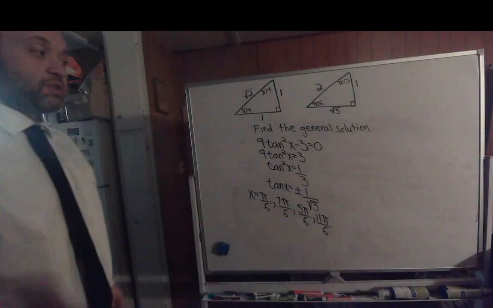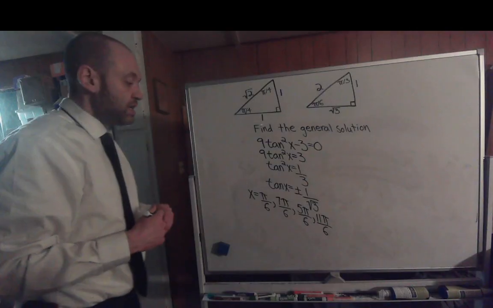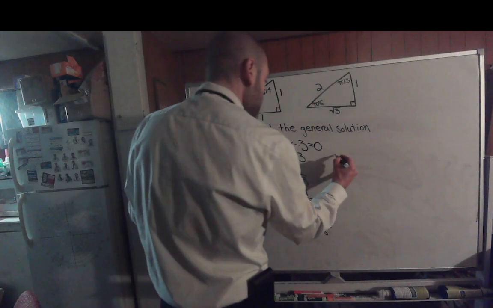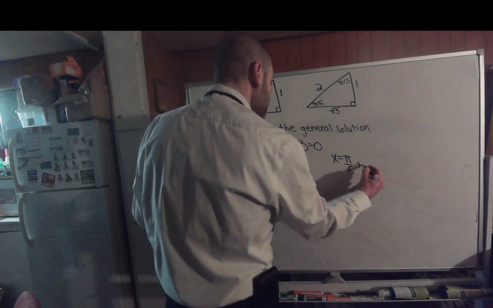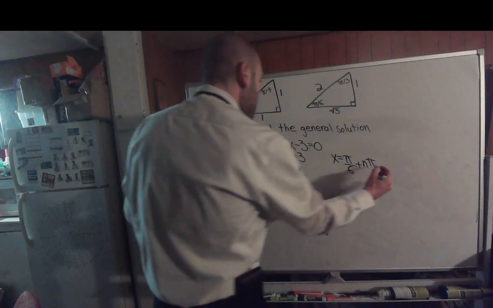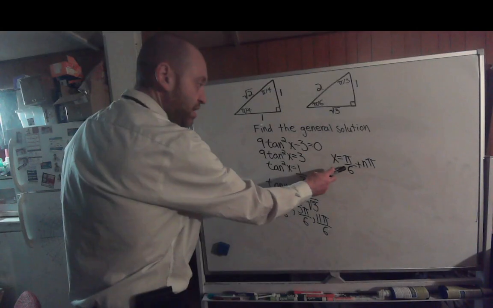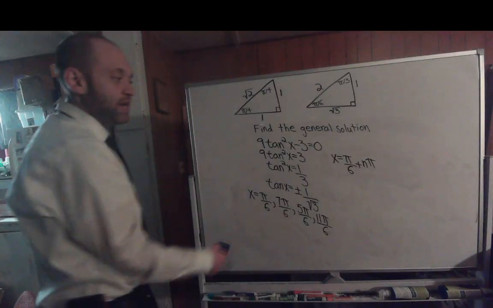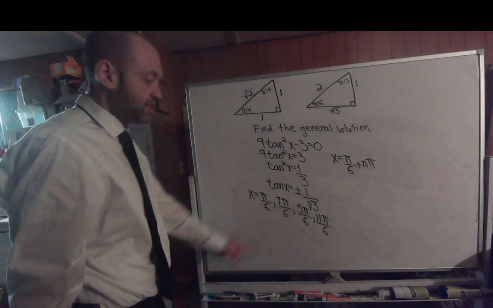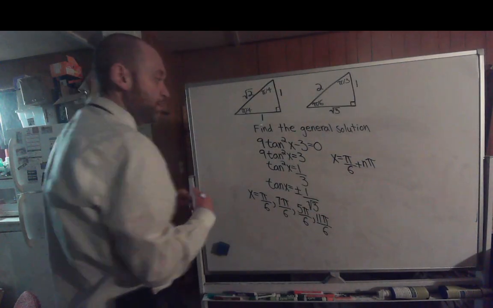But remember, the period of the tangent function is only pi. So x equals that pi over 6 plus n pi. Well, if I had 1 for my n, so if I add pi to pi over 6, I'll be at 7 pi over 6. So I don't really need to list 7 pi over 6. It occurs with this one.